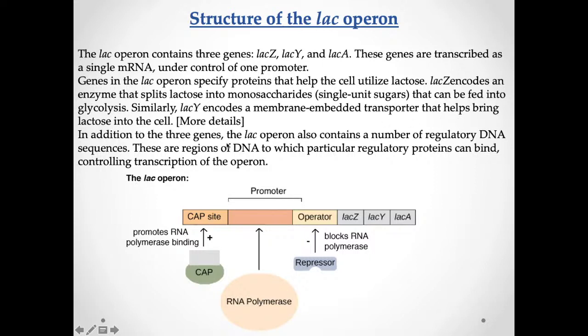In addition to the three genes, the lac operon also contains a number of regulatory DNA sequences. These are the regions of DNA to which particular regulatory proteins can bind, controlling transcription of the operon. So you have a CAP site here, where the activator binds to help RNA polymerase binding at the promoter. You have a repressor which will stop the RNA polymerase from getting attached, and so on.